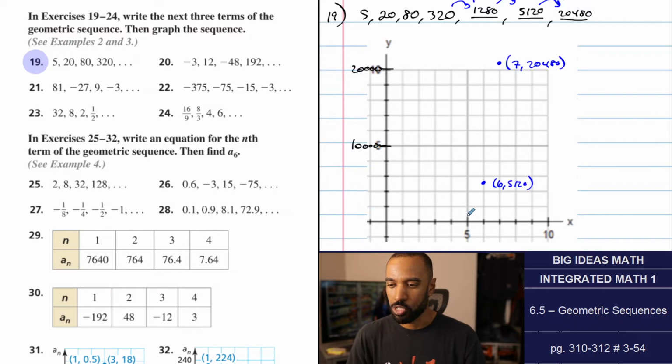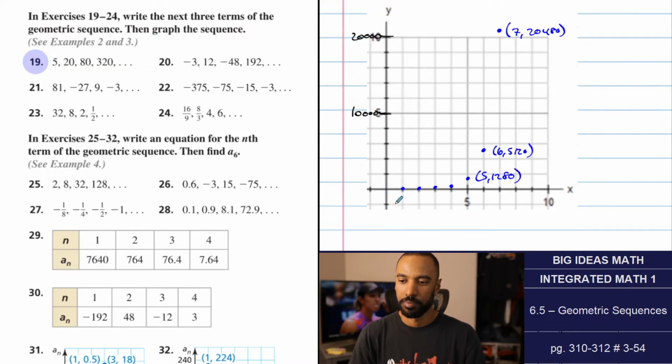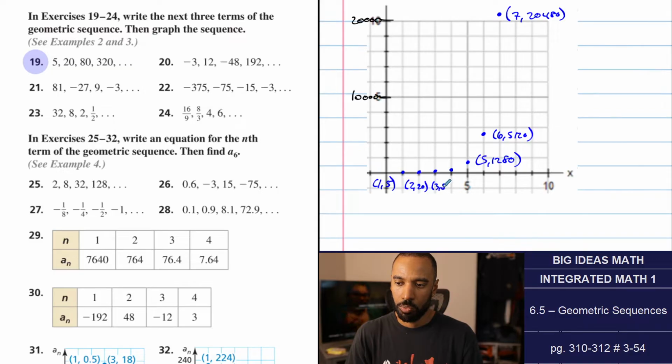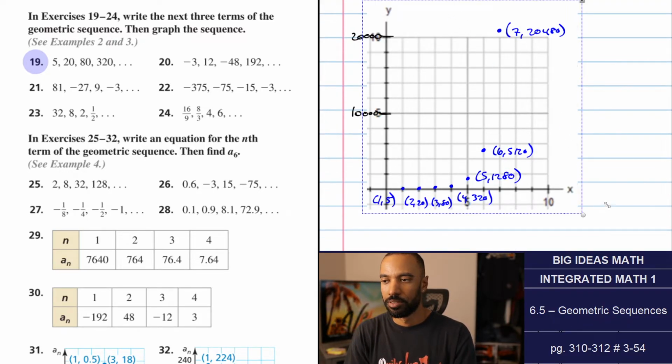2,000, 4,000. So 1,000, 1,280 is probably... So this is term 5. We have to do this a few times too, by the way, guys. 320 and 80 and 20 and 5, right? These are going to be very small. 1 comma 5, 2 comma 20, 3 comma 80, and 4 comma 320. Okay, so there's the graph. Best I could do given that graph.